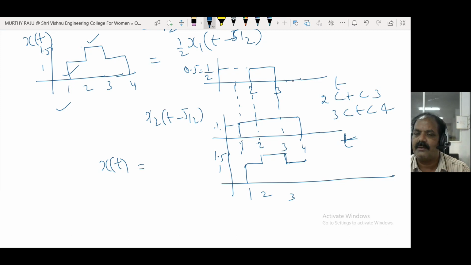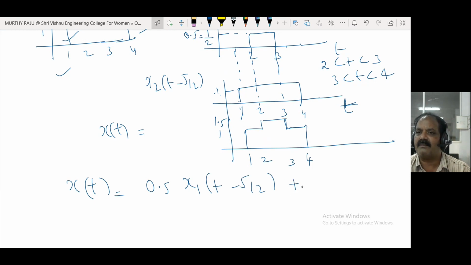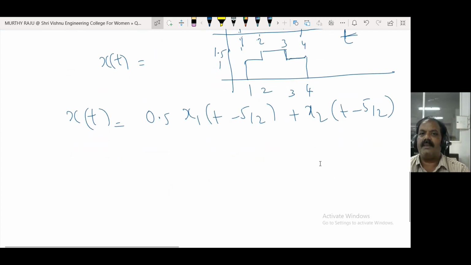At t equal to 4, here is 0, here is 1. Therefore, the value is 1 at t equal to 4. Therefore, all are satisfied. Finally, x of t is expressed in terms of 0.5 x1 of t minus pi by 2 plus x2 of t minus pi by 2. Find out the Fourier transform of x of t.